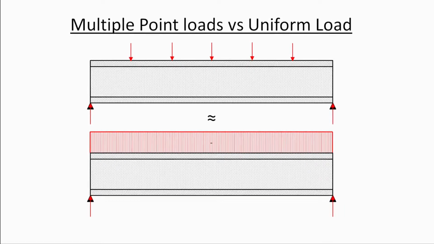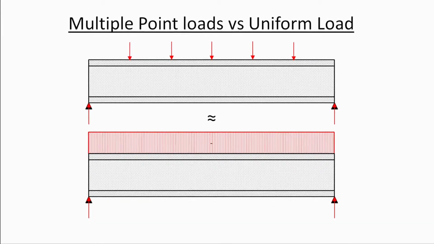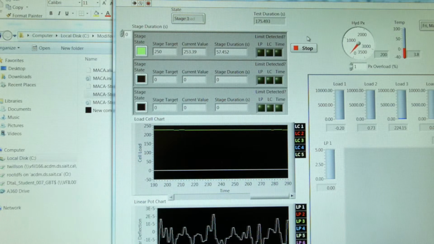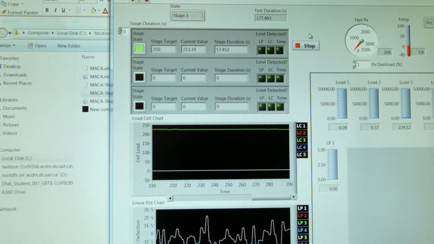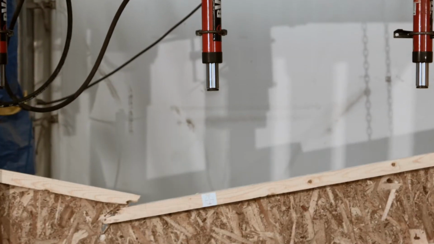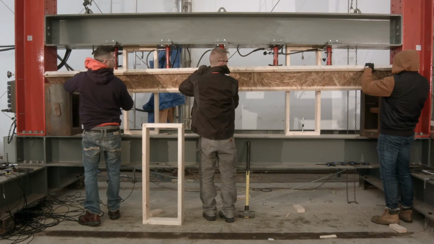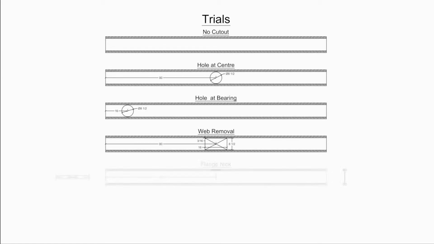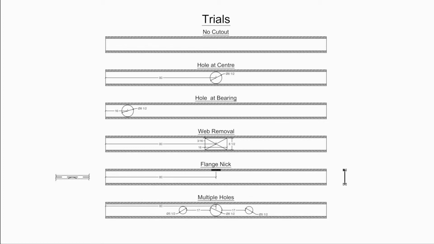First, they will be loaded to a design limit of 250 pounds per piston, where the deflection will be measured. Once deflection has been measured, the joist will continue to be loaded until its ultimate failure point. We performed the following tests: baseline, hole at center, hole at bearing point, complete web removal, a nicked flange, and multiple holes. Each test will have 3 trials to confirm results.